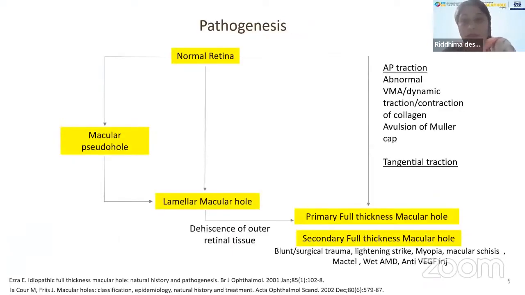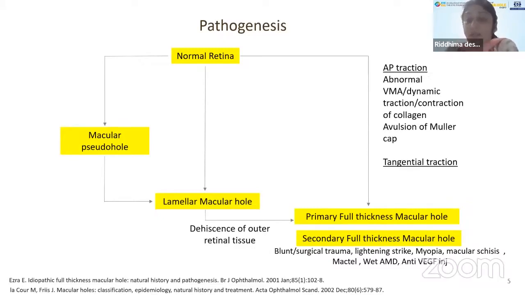Of all the hypotheses regarding the pathogenesis of macular hole, the theory of anteroposterior traction is the most widely accepted one. Eyes that are predisposed to forming a macular hole have an abnormal vitreomacular adhesion, which exerts dynamic traction at the fovea. Along with this, there is contraction of the collagen and avulsion of the Müller cell cap. This avulsion of the Müller cell cap predisposes to formation of primary full thickness macular holes. Tangential traction, which is exerted by the residual vitreous cortex at the macula after separation of the vitreous, and the contraction of the proliferating glial cells are responsible for the tangential traction, and they have a role in enlargement of the full thickness macular hole.